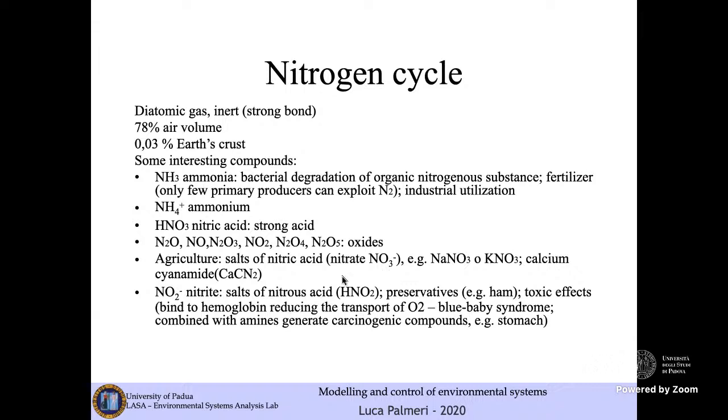Nitrite salts from nitrous acid, as I already told, are less relevant for ecological modeling, because in general nitrite very quickly oxidates to nitrate, as we will see soon.